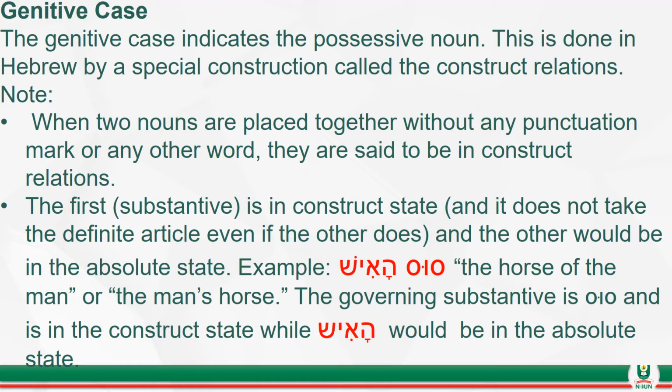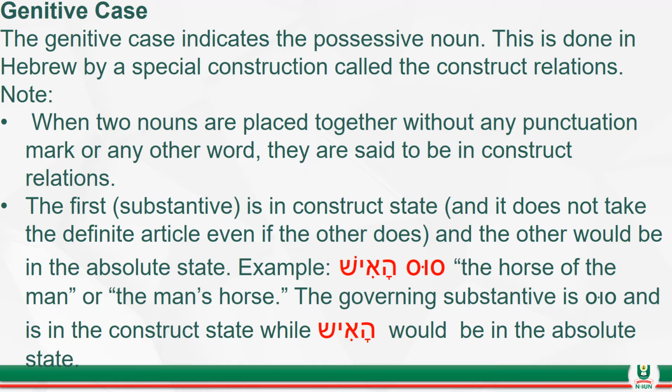Then we move to the genitive case. The genitive case indicates the possessive noun. It is the case of possession. This is done in Hebrew by a special construct called the construct relations. And what do we mean by this? When two nouns are placed together without any punctuation mark or any other word coming in between them, they are said to be in construct relations.